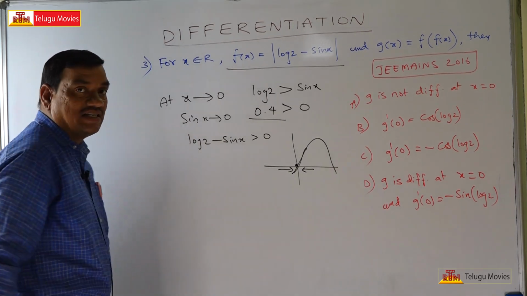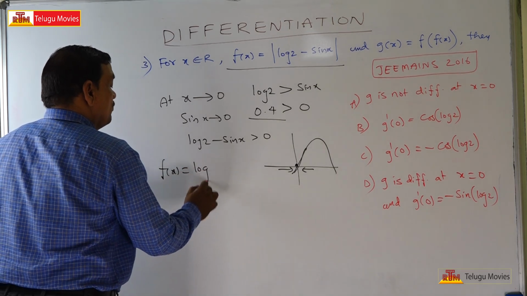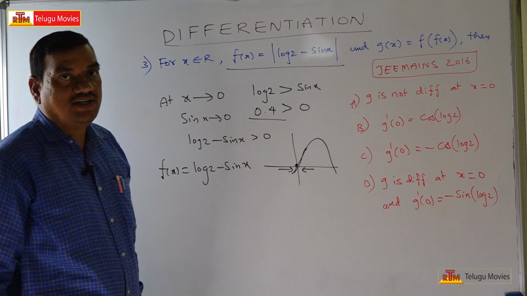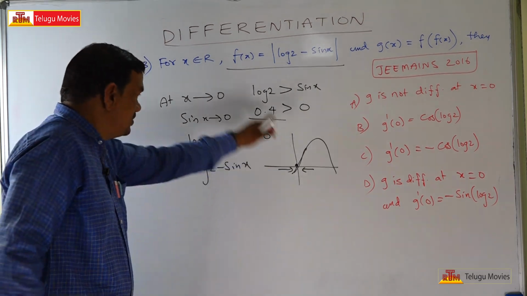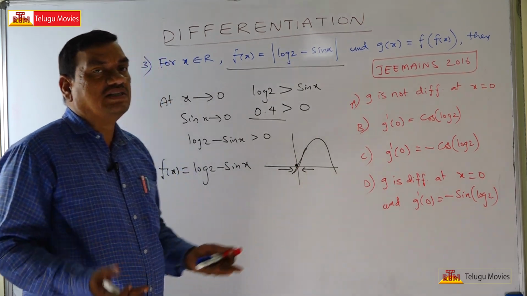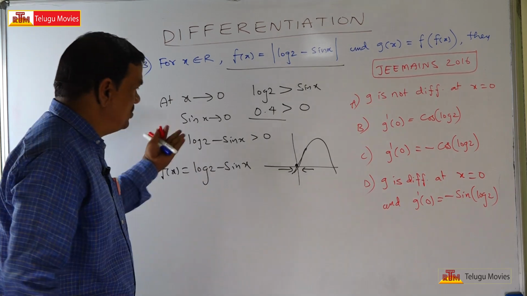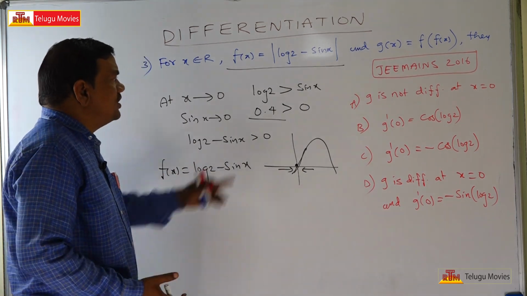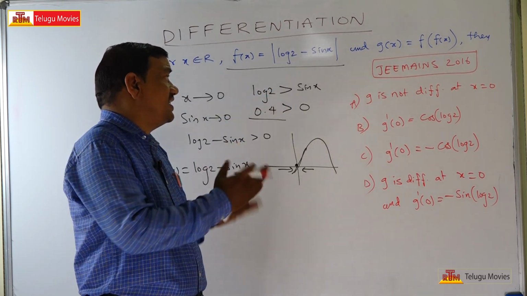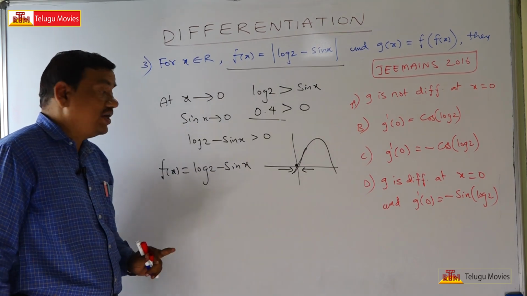Since log 2 minus sin x is positive, therefore f of x is equal to log 2 minus sin x. Understand this? That is the first thing. This is called subject knowledge. Generally everybody says improve the subject knowledge, conceptual understanding, means this only. So there are two possibilities: log 2 minus sin x is equal to sin x minus log 2 is also one of the possibilities, but here you have to observe.